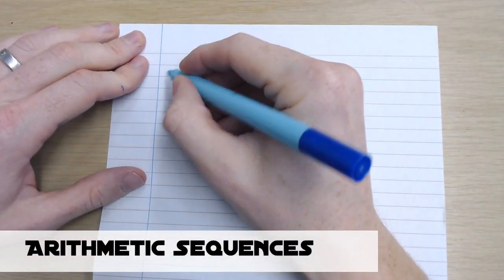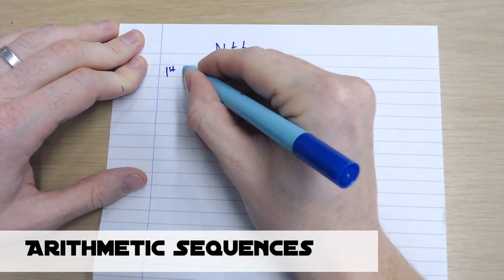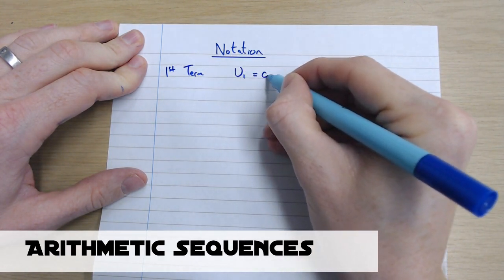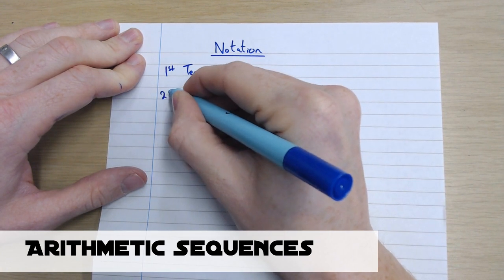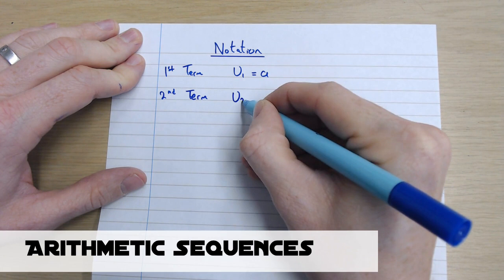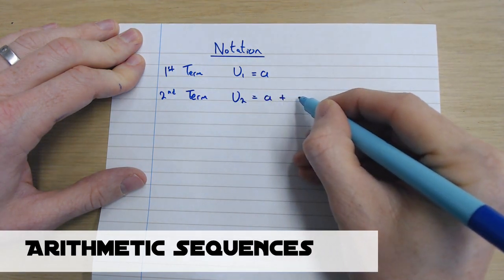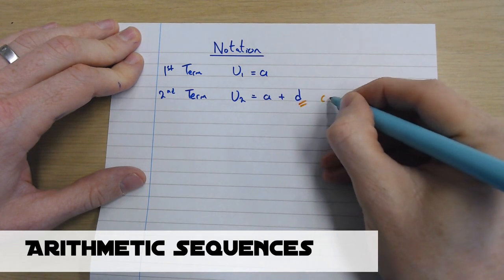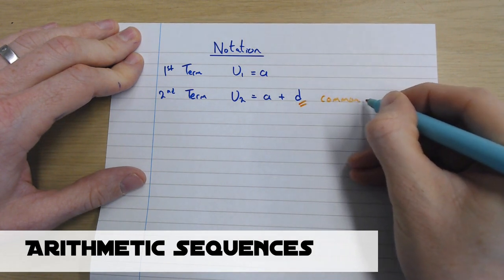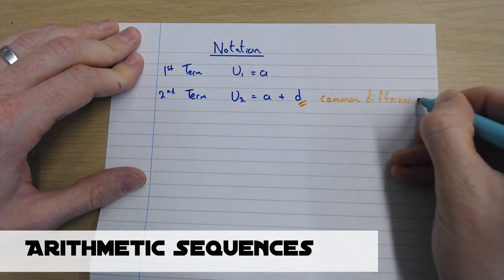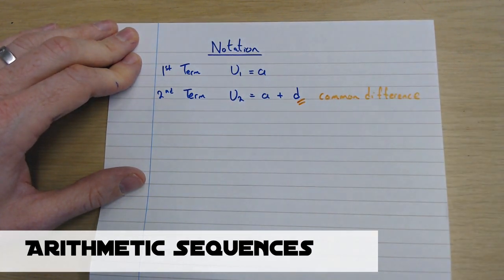So, basic notation for arithmetic sequences. You need to know this both for A-level and GCSE. So your first term is often called U1 or simply A. A is your first term in your sequence. The second term, or U2, is A plus D. D is our common difference. So if our first term is A, we simply add on D to get to the next term. Remember, you add or subtract to go up or down.